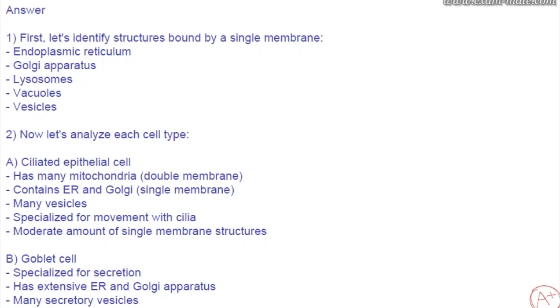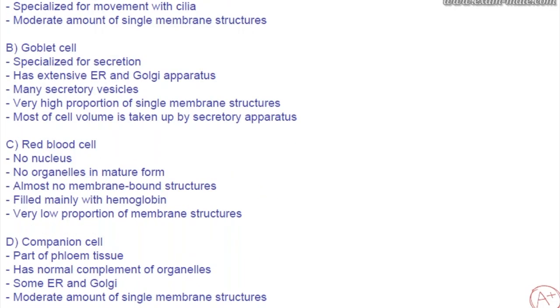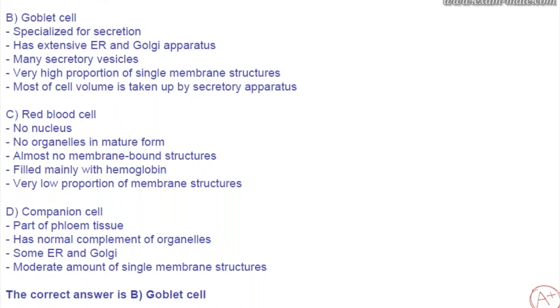B. Goblet cell. Specialized for secretion. Has extensive ER and Golgi apparatus. Many secretory vesicles. Very high proportion of single membrane structures. Most of cell volume is taken up by secretory apparatus.